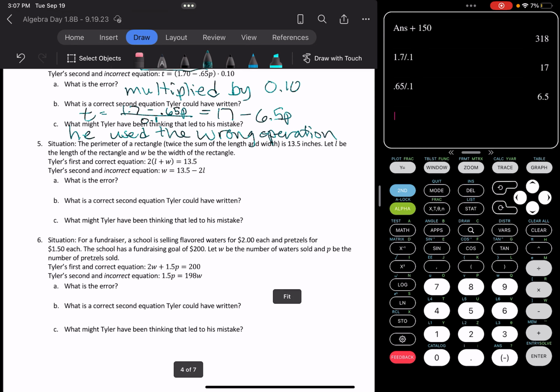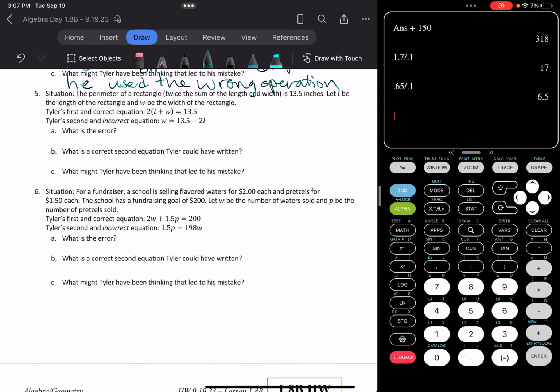Okay. All right, number 5. The perimeter of the rectangle, twice the sum of the length and width, is 13.5 inches. Let L be the length of the rectangle and W be the width of the rectangle. So he makes this first equation here, and then he says if he solves for W, he's going to get this. What did he do wrong? Okay, so if we're solving for W, we would first do L plus W equals 13.5. We're going to divide both sides by 2, because if we divide both sides by 2, this 2 divided by 2 will cancel out. And so then if we want to solve for W, we would do W equals 13.5 divided by 2, subtracting L.